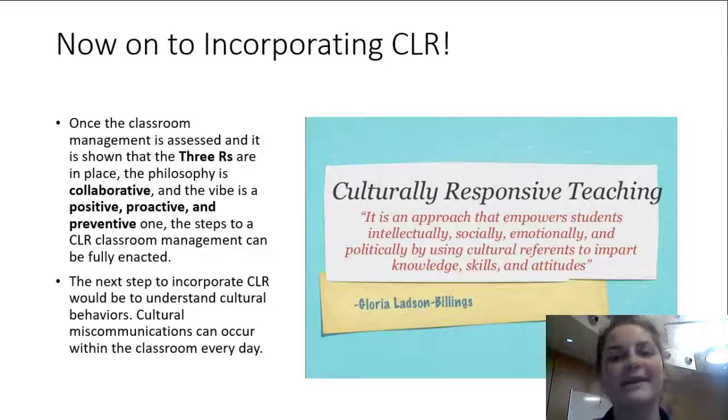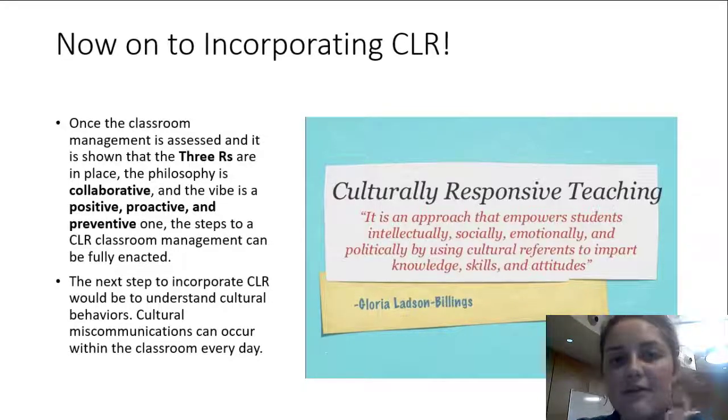Now to incorporating CLR. Once the classroom management is assessed and it is shown that the 3 R's are in place, the philosophy is collaborative, and the vibe is positive, proactive, and preventive, the steps to CLR classroom management can be fully enacted. So the next step to incorporating CLR would be to understand cultural behaviors.